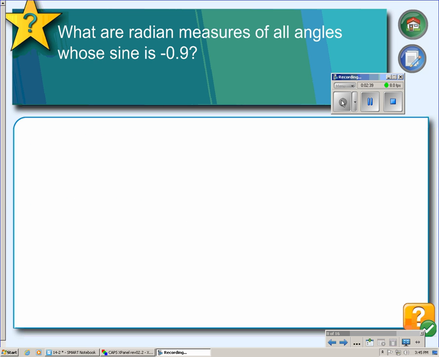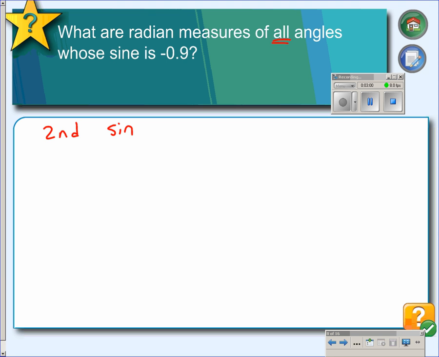Okay, here's another application of this. What are the radian measures of all angles whose sine is -0.9? So the key word here is all. If you put it in your calculator, you would press the second button, and once you've done that, you choose the sine button, which is actually inverse sine. So that gives you this. Then you put in -0.9, and it will give you an answer of -1.12 when you round it off.